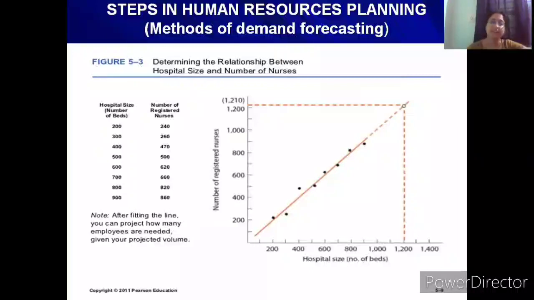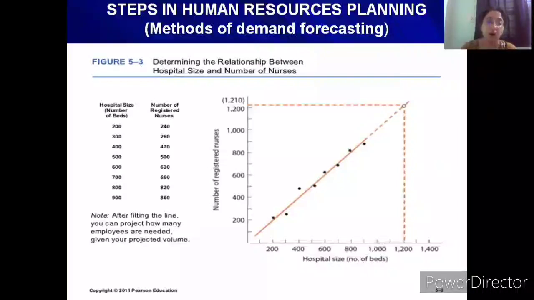The hospital wants to increase its capacity to 1,200 beds. So the hospital has to make a decision on how many nurses have to be appointed. So the HR director and the nursing director, both these people together, might collect data from the different hospitals here. They will call up the different hospitals and find out, according to the number of beds, how many nurses those hospitals are employing. So here is the data which is given to you on the left-hand side.